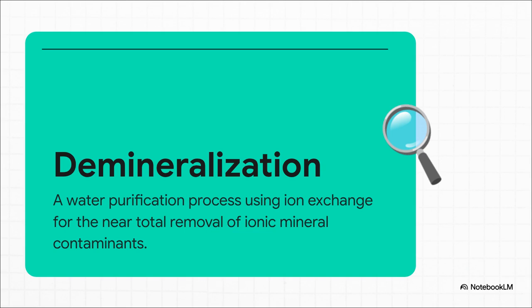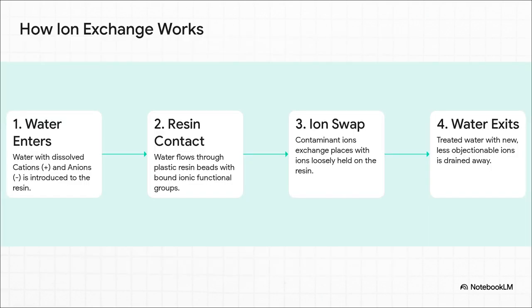The goal here isn't just softening the water. It's about getting an incredibly high level of purity. Think something similar to distilled water, but frankly, at a much lower cost. So, how does this actually work? Well, it's a simple but really powerful swap. Inside the column, you have these things called resin beads, and they're coated with specific ions. As the contaminated water flows through, the resin has a stronger attraction, a higher affinity for the unwanted ions in the water than for the ones it's currently holding. So it literally just grabs the contaminants and releases its own ions.